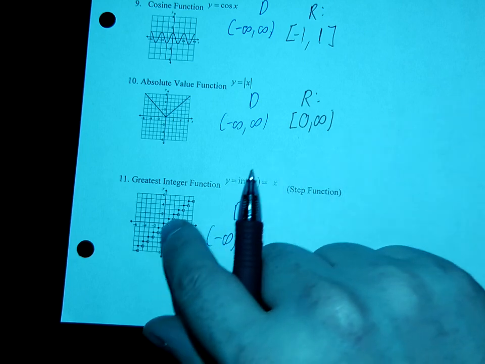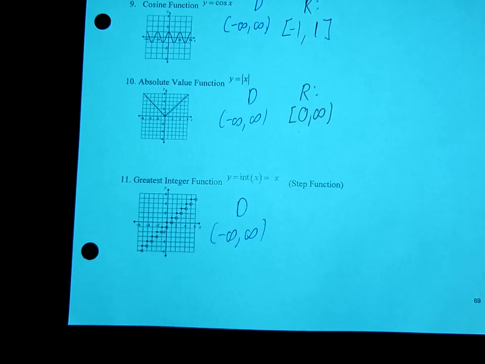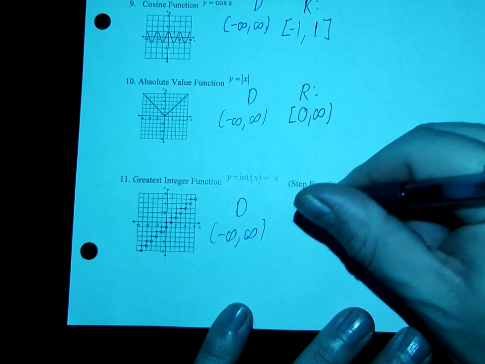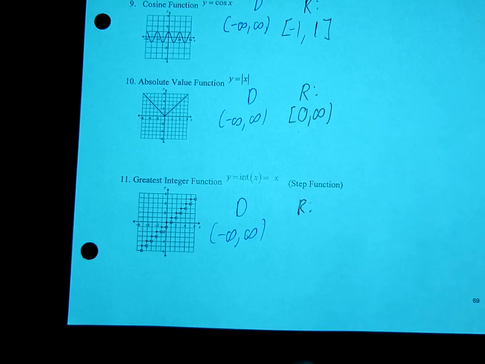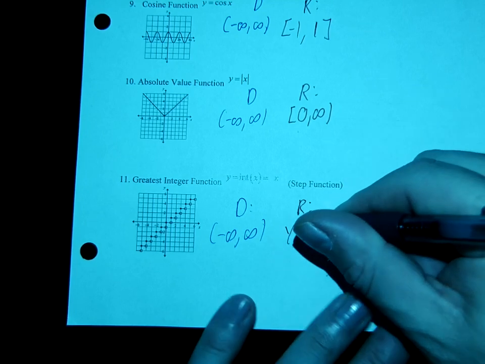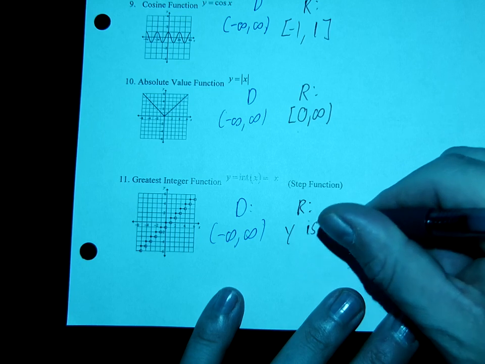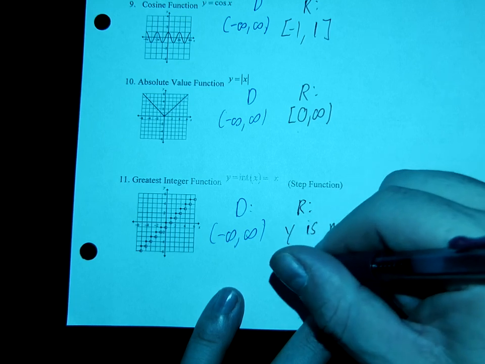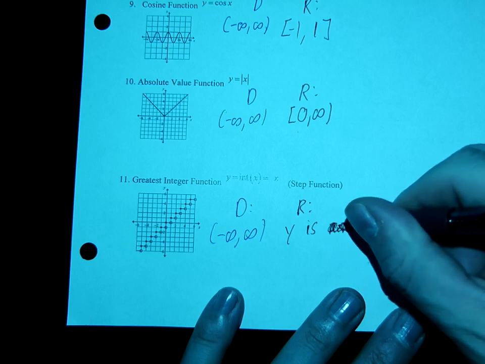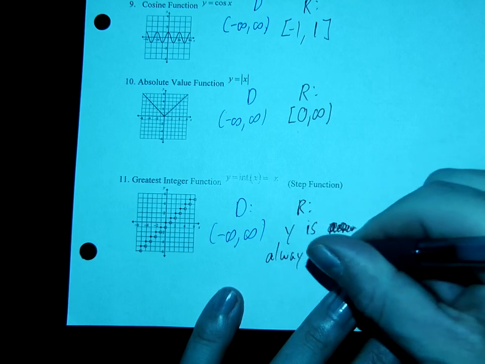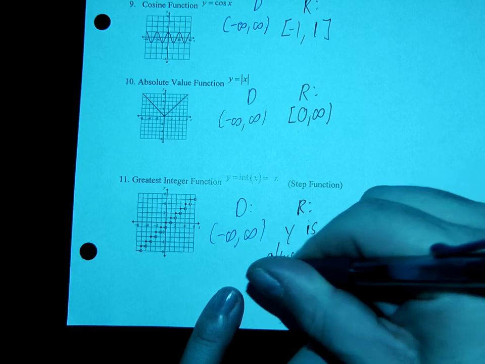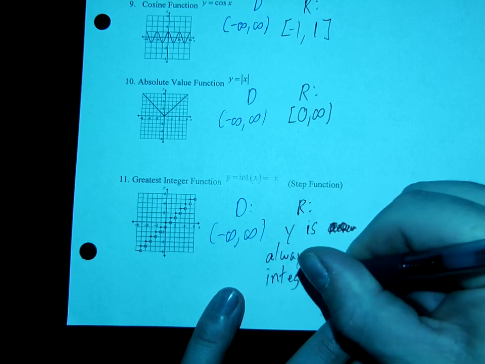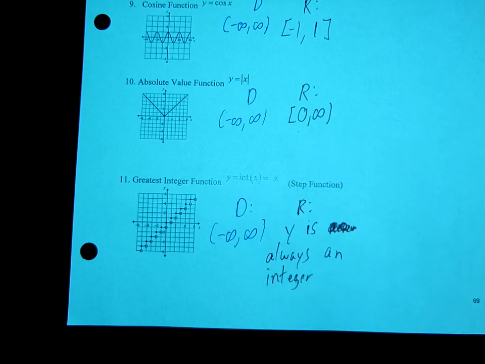And here we have a weird function going on. Y is never a fraction. Y is always an integer. So for my range here, now this is not the proper way to write the range by any means, but for the range here, I'm just going to put y is always an integer. In other words, y can't be fractional, it can't be a square root that's not an integer square root, or not a perfect square in other words.